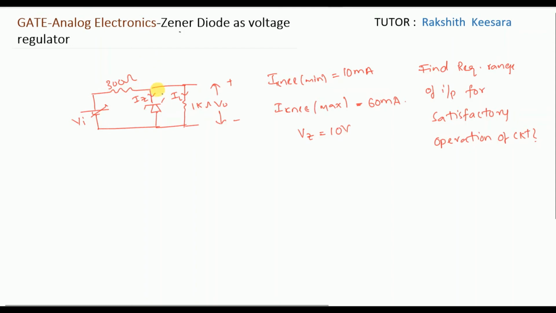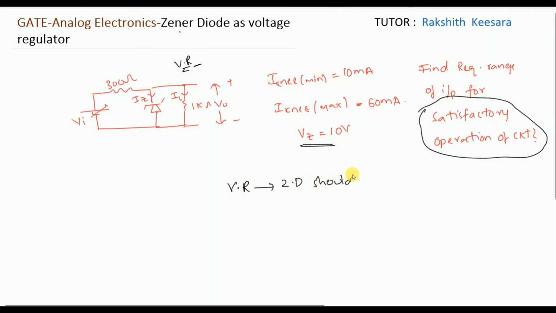If you observe this question, guys, he gave that Iz minimum is 10 milliampere and Iz maximum is 60 milliampere and Vz is 10 volt. Find the required range of input for the satisfactory operation of the circuit. So this is basically a voltage regulator circuit. What is meant by satisfactory operation? The voltage should be regulated under all conditions. Indirectly it means that the Zener diode should be in breakdown under all conditions.